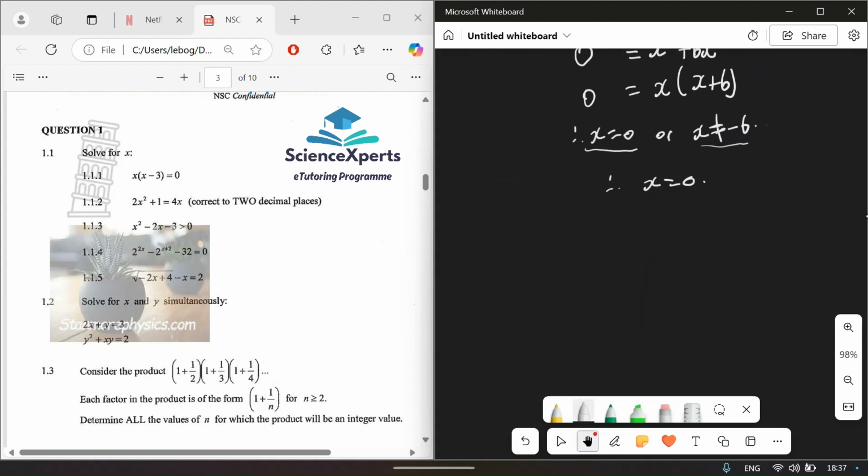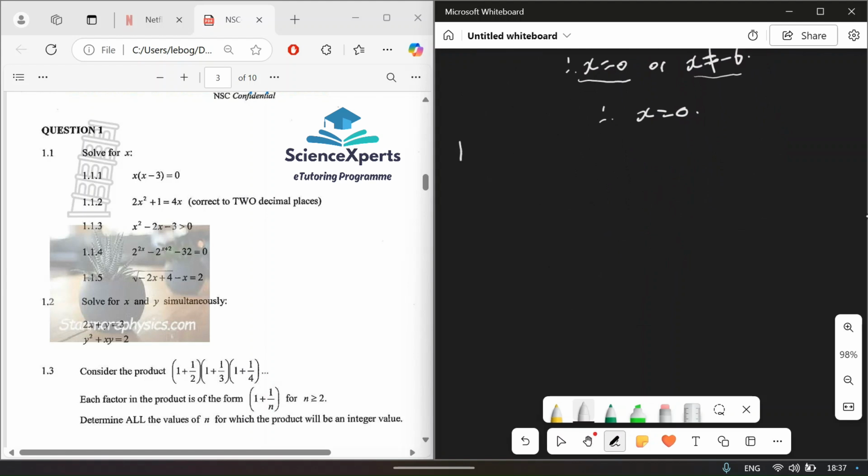So yeah, let's do question 1.2 then. Question 1.2, it says solve for x and y simultaneously. So you have 2x plus y is equal to 3. I can label this as equation 1. And you have y squared plus xy is equal to 2. I can label this equation 2, right?